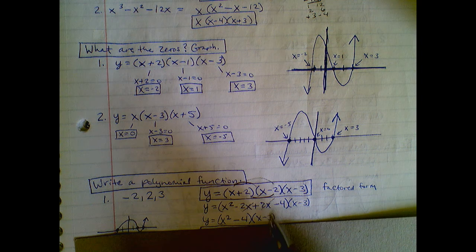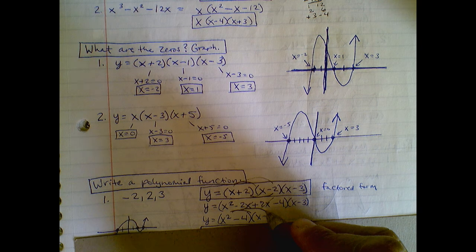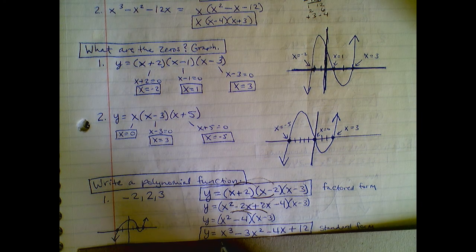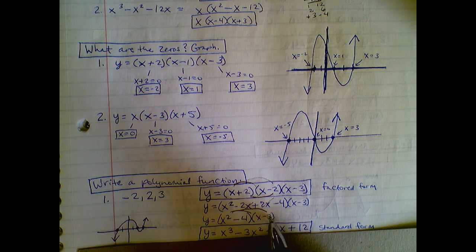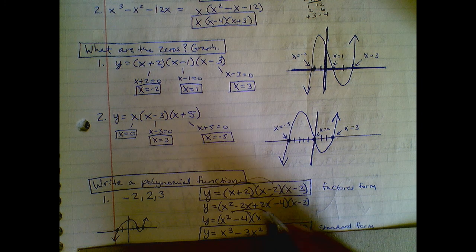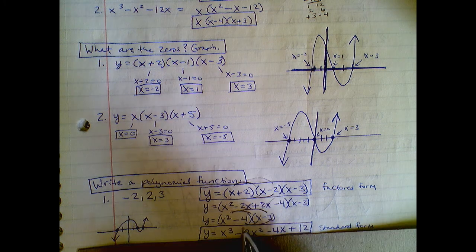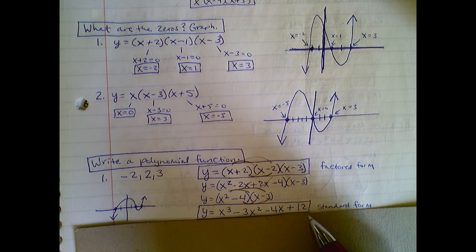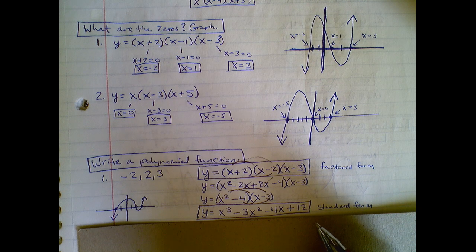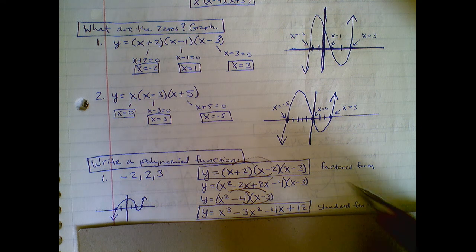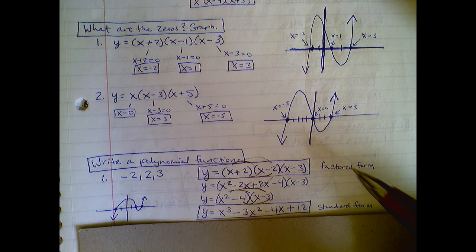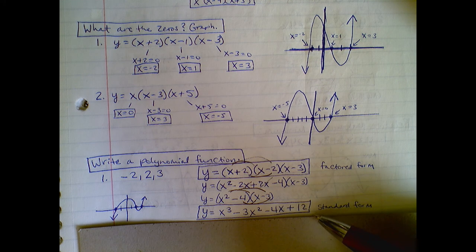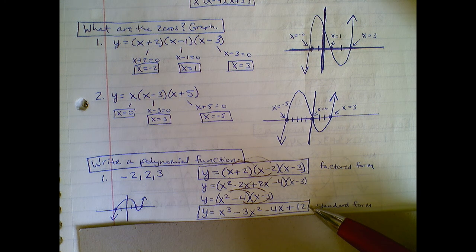Now we FOIL again. So we distribute this x squared. X squared times x is x to the third. X squared times negative 3 is negative 3x squared. Distribute this negative 4. Negative 4 times x is negative 4x. Negative 4 times negative 3 is positive 12. And that would be standard form. So please read the directions. If it just says write a polynomial function, either of these answers would be perfectly fine. If they say leave it in factored form, then I want this answer. If they say put it in standard form, then I would like this answer.